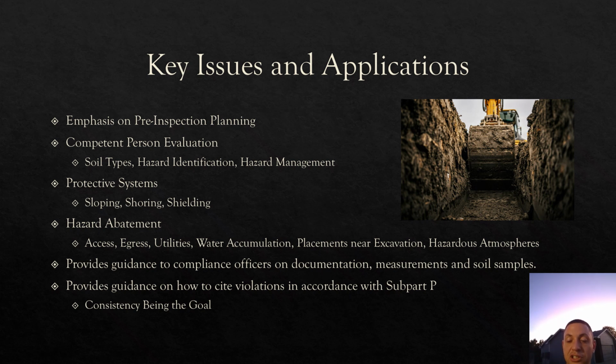Placements near excavation. When we think about placements near excavation, it's discussing soil and equipment. So the general rule is no closer than 2 feet from the opening of the ground that equipment or spoilage from the excavation can be placed. This is for the purpose of keeping soil from rolling back in or equipment from falling in the trench. And hazardous atmospheres also need to be considered for hazard abatement.